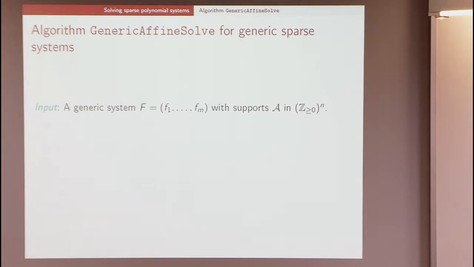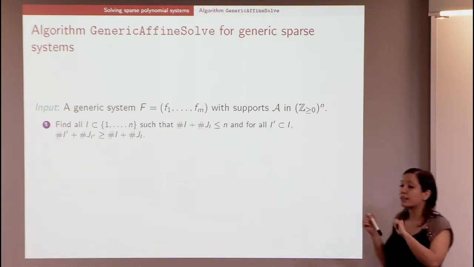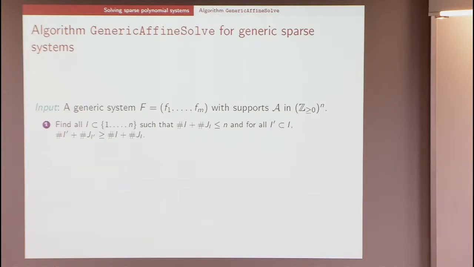So using this, if we have a system in sparse representation with a fixed set of supports, first we find the second blue condition and this other condition here that is weaker than the first one but is easier to find and is also necessary.